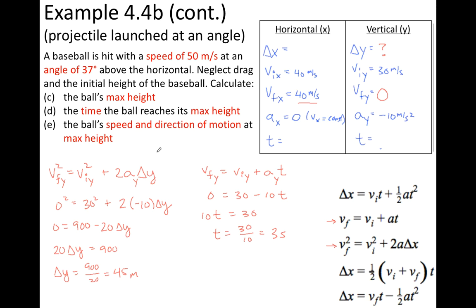Okay, now for part E, the ball's speed and direction of motion at max height. We know what the components of the ball's velocity are at max height. So if I was going to draw that vector out, this is what it would look like. It would just be a sideways arrow with a length of 40 meters per second. That is the speed. There is no y component. All of the velocity is in the x direction at max height.